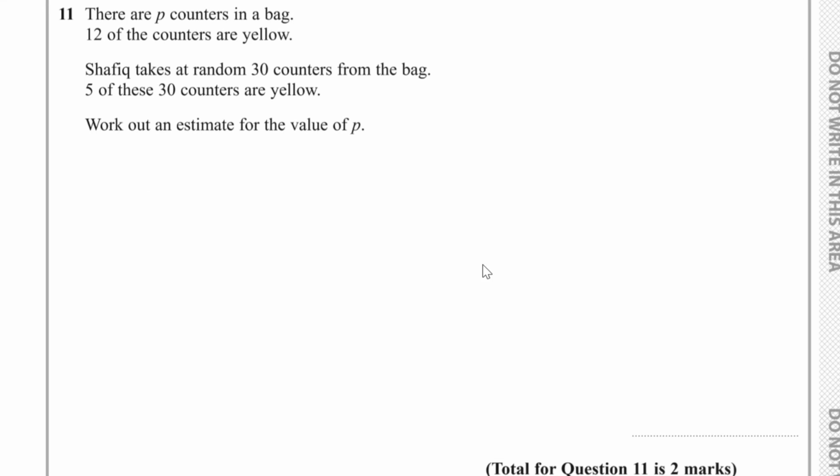Now for question 11, there are P counters in a bag and 12 of the counters are yellow. Shafiq takes at random 30 counters from the bag. 5 of these 30 counters are yellow. We have to work out an estimate for P.